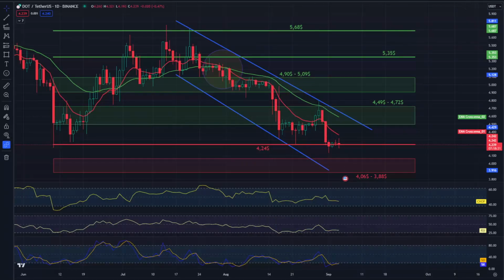On the CHOP index, we see that most of the energy is used. On the RSI, we are moving at the lower end of the range, while the stock indicator is also moving at the lower end, which may indicate an imminent change in price direction.